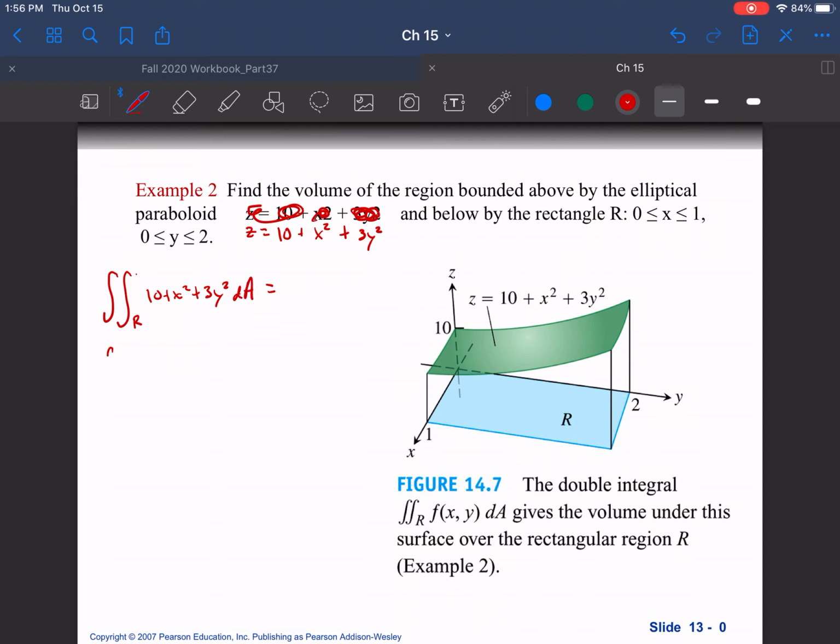That's going to equal our integral, and we can do either x or y first. If we do x first, it'd be from 0 to 1 of 10 plus x squared plus 3y squared dx, and then we're integrating y from 0 to 2, so dy. Do both of those integrals, plug in your limits, and you should be able to come up with the answer there. But I'll leave that for you to finish up and try.